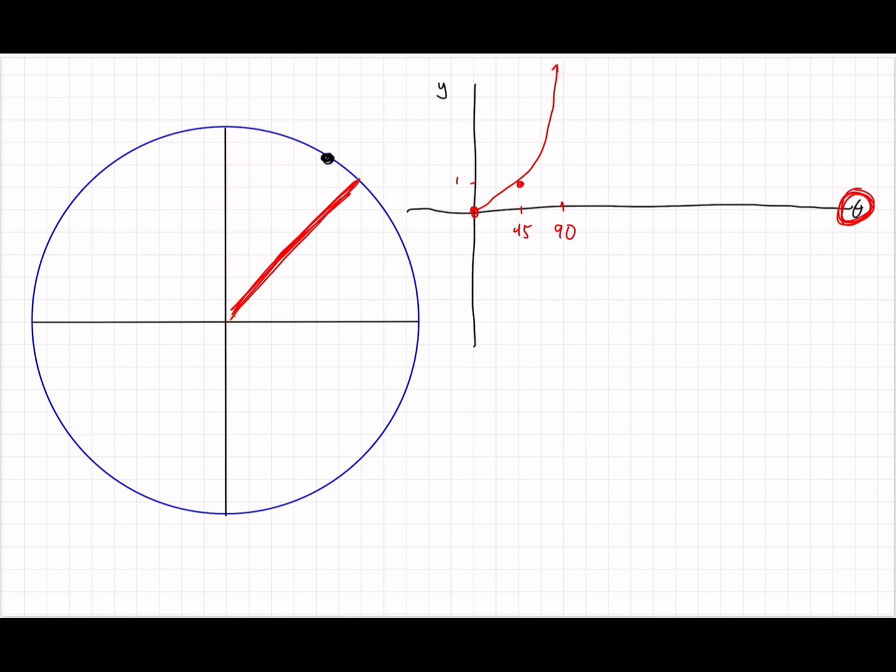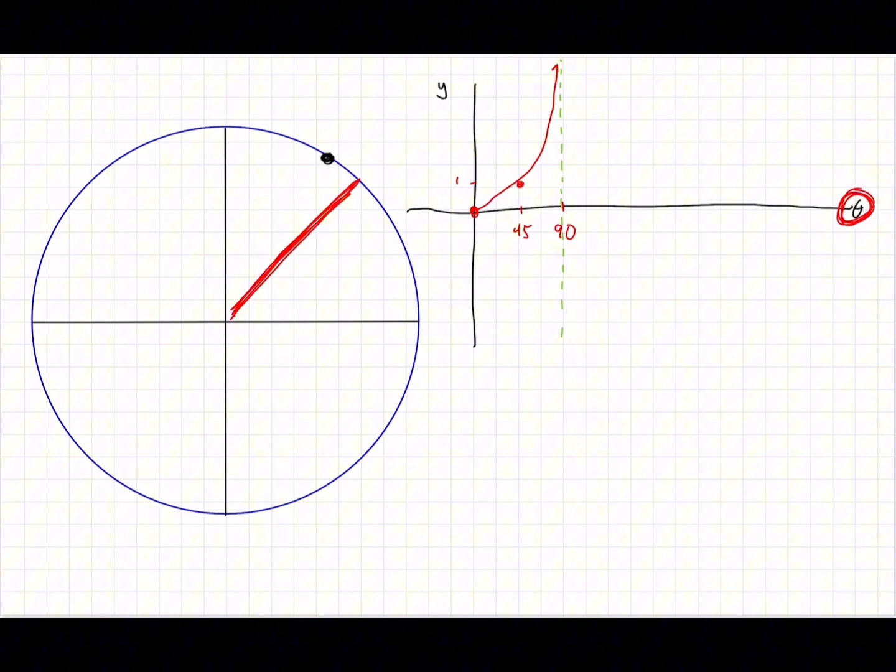And then at 90 degrees itself, right about here, what's the slope? It's vertical, so there's an undefined slope, right? The slope here is undefined. It does not exist, right? So that's why we have no value at 90 degrees, because the slope is non-existent.